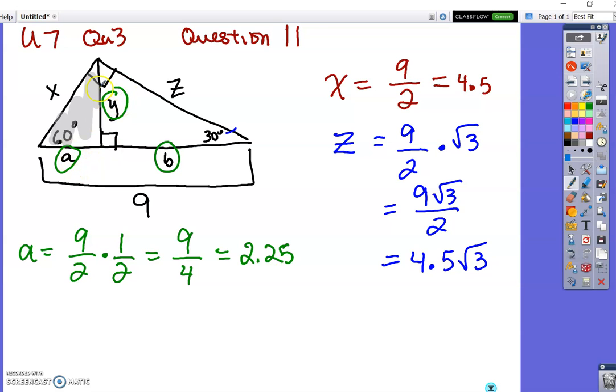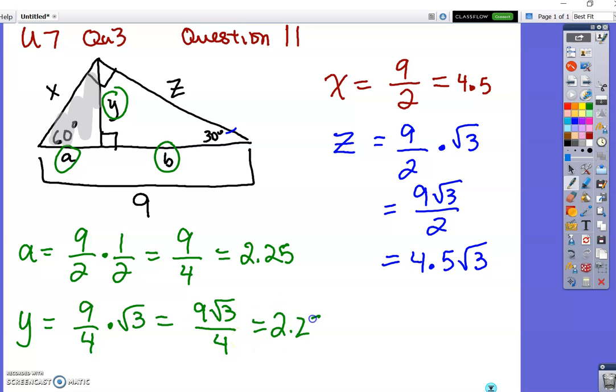And y is now the middle of the 2 legs, a being half, the short leg. So y is 9 over 4 times the square root of 3, or 9 radical 3 over 4. And again, if you're using decimals, 2.25 radical 3. So that's y. Now b is really easy.